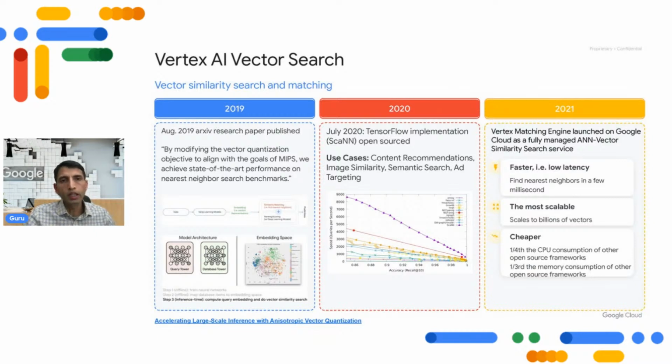And in 2019, Google released a very seminal paper, called Accelerating Large-Scale Inference with Anisotropic Vector Quantization. And this paper really established a benchmark that bettered most of the state-of-the-art benchmarks on nearest neighbor search. And that really paved the way for Google open sourcing that framework as a TensorFlow framework in 2020. And later in 2021, building on that, the Vertex Matching Engine was built.